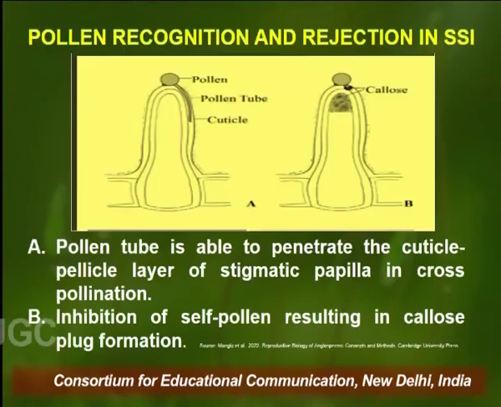You can see here that in figure A, pollen tube is able to penetrate the cuticle pellicle layer of stigmatic papilla, which occurs in case of cross pollination. Now, this was a compatible pollination. In case the pollination is incompatible, then there is inhibition of this self pollen which results in the formation of a callose plug. That is figure B. It shows that the pollen is not able to germinate and there is formation of a callose plug.